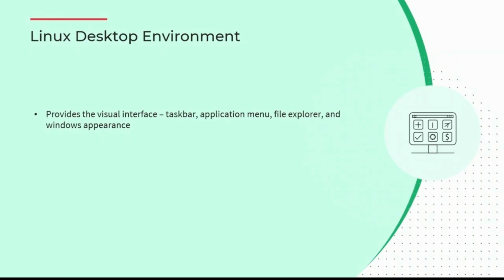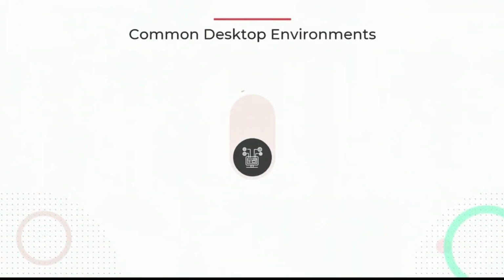Although RHEL is often used as a server OS, it can also be installed with a GUI, graphical user interface, especially for desktop use or lab environments. By default, RHEL comes with the GNOME desktop environment. Some common desktop environments are: GNOME is the default desktop environment in RHEL. It is clean and contemporary. It focuses on simplicity and productivity.